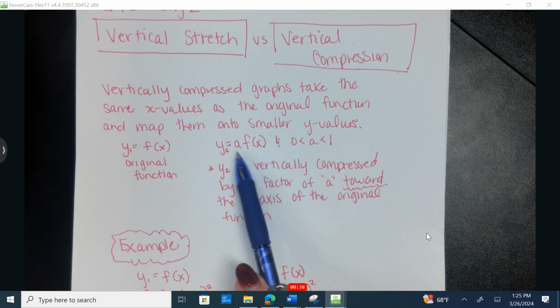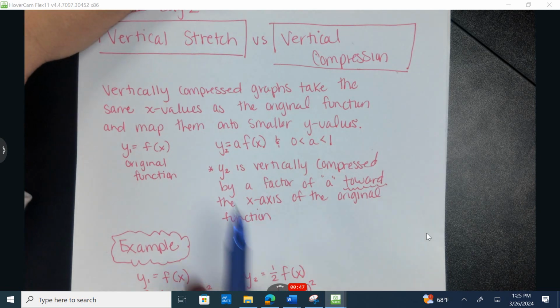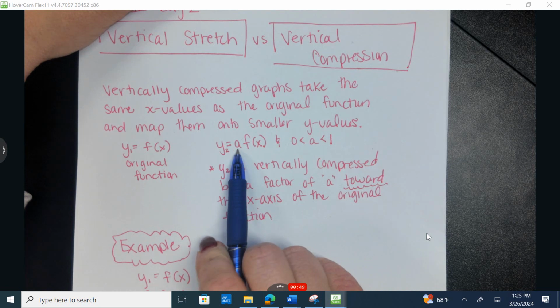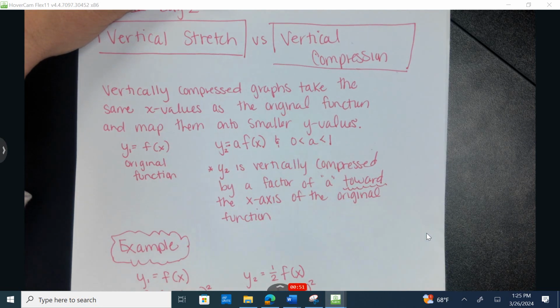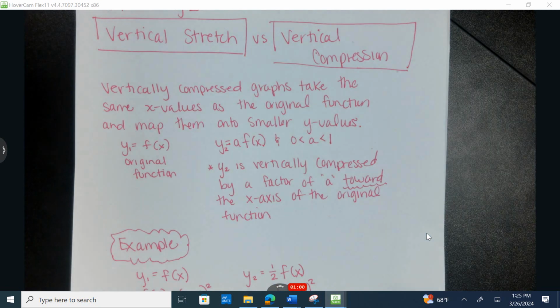This new function that is now vertically compressed is compressed by a factor of a, the number in front, that's between 0 and 1. And it's compressed towards the x-axis of the original function. So let's take a look here and graph it on a nice graph that I have prepared.